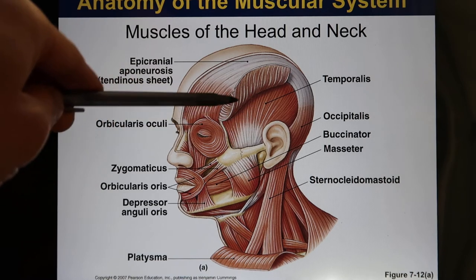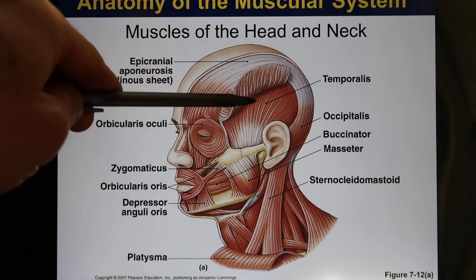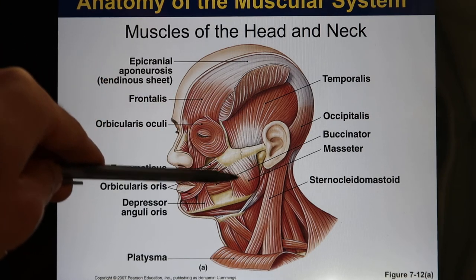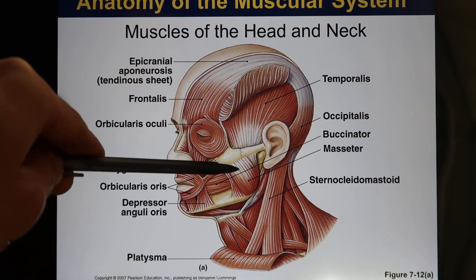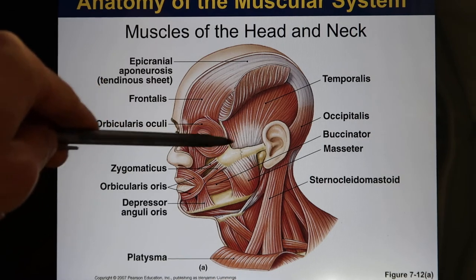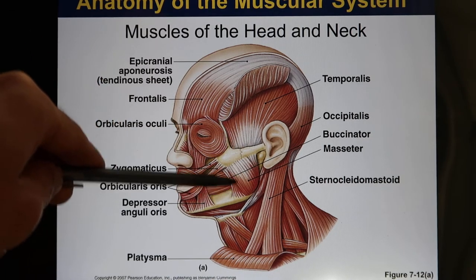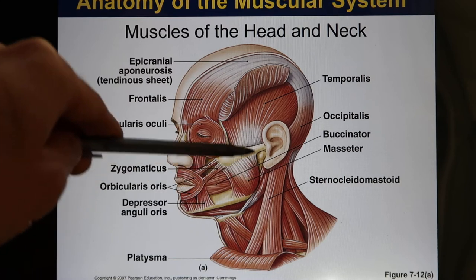Temporalis, that's the muscle outside of your temporal bone. Let's look at this one. Masseter is the muscle for chewing. This is the zygomatic bone, so it connects the zygomatic bone to the mandible. So when you chew, that's the muscle.